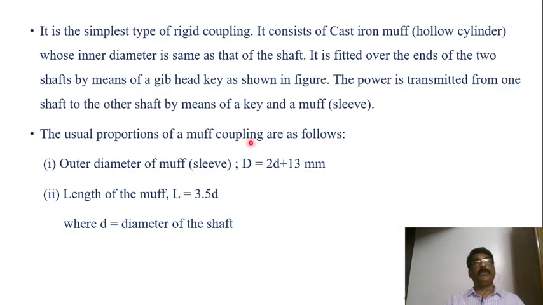The usual proportions of a muff coupling are as given below. The outer diameter of the muff, capital D, is equal to 2d plus 13 mm, where small d is the diameter of the shaft. And the length of the muff, capital L, is equal to 3.5d, where d is the diameter of the shaft. So these two proportions are to be taken while designing the muff or sleeve.